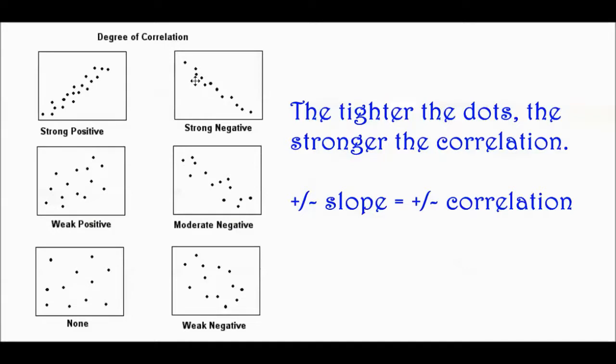Here you see a strong negative. They're close together, kind of a middle of the road, moderate negative, and then a very weak negative. It is decreasing, but since those dots are not close together, it's not a strong correlation at all.